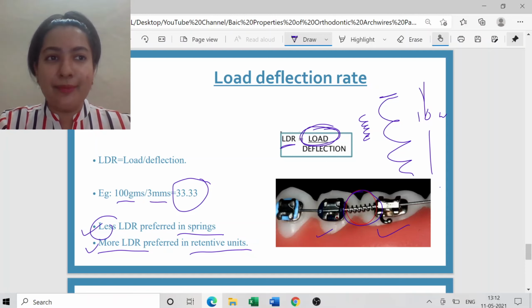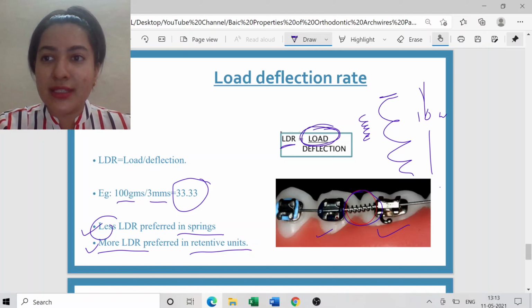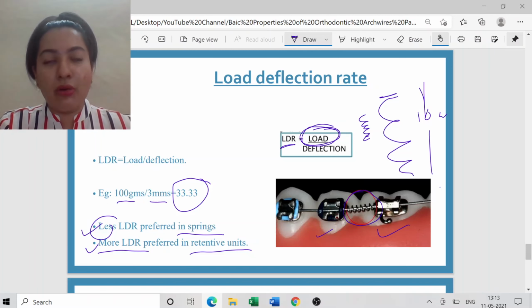So this concept is something which is new for you. You have not seen this earlier. Even the previous concepts, load deflection, your biocompatibility, biostability, yes, you know it.